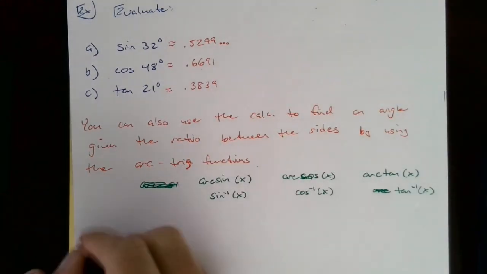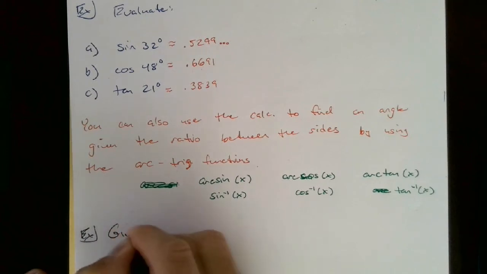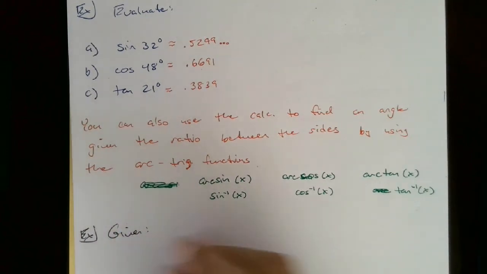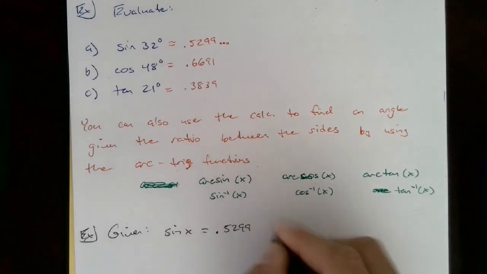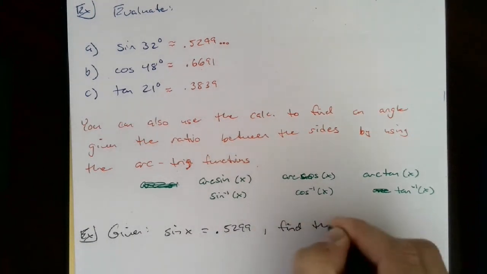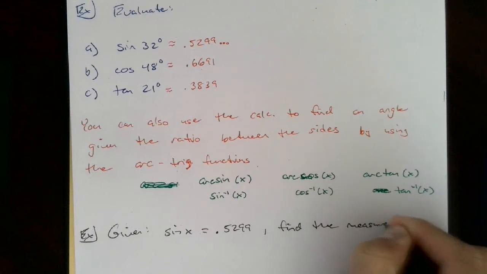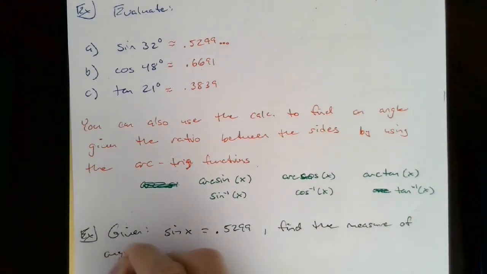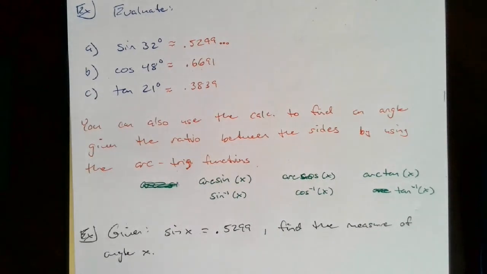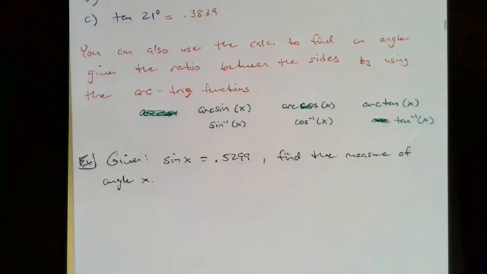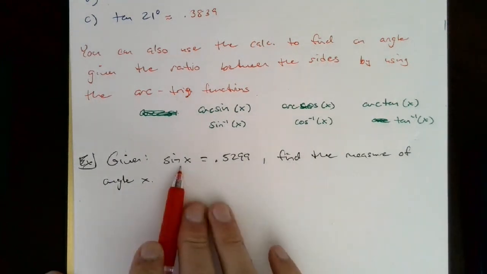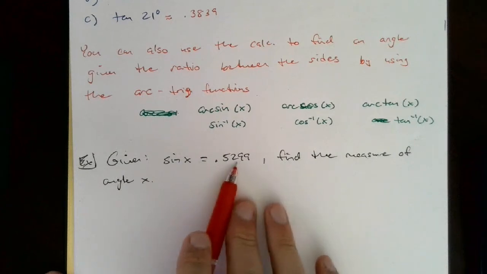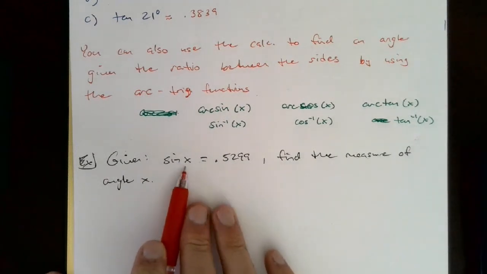So, for example, given sine of x equals 0.5299, find the measure of angle x. Well, again, they're telling you the sine of x is equal to 0.5299. So they're giving you the ratio of the sides, the opposite over hypotenuse, and they're asking you to find the angle that has that sine.